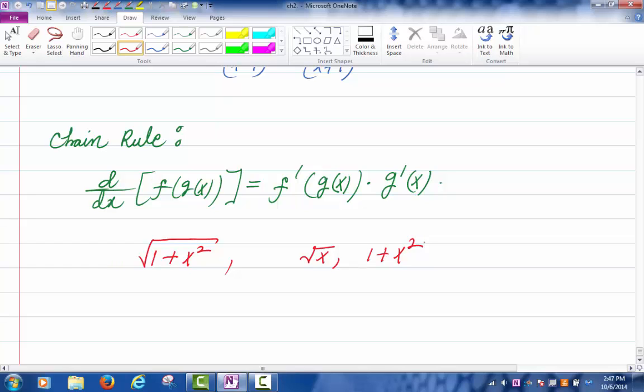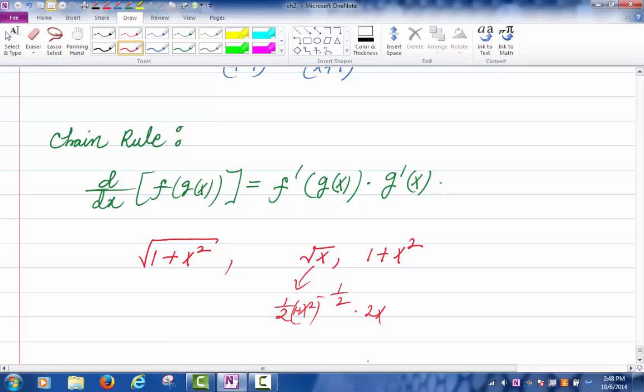Is that making sense? So when you take the derivative of this guy outside, you get half x to the negative half, right? But you have to evaluate that at the inside. So you have to replace x by 1 plus x squared, and then you multiply by the derivative of the inside, which is 2x. Is that making sense? Everybody is okay with that?